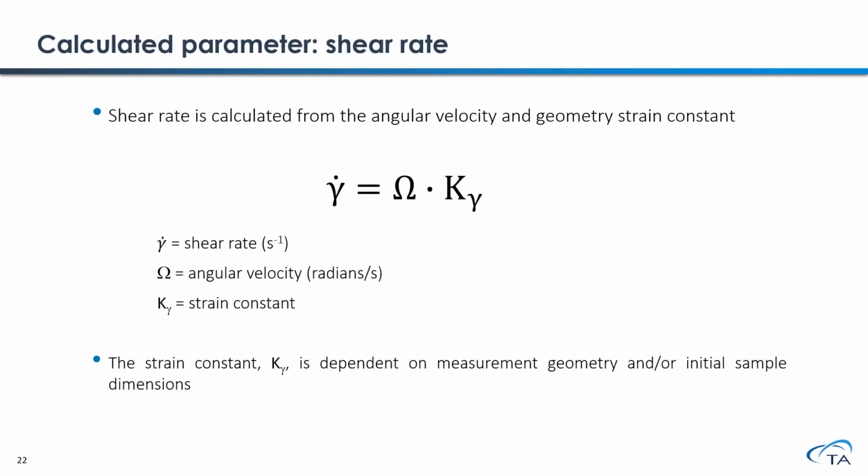Then from angular velocity, we can calculate shear rate from this raw signal. Shear rate equals angular velocity multiplied by your geometry strain constant.